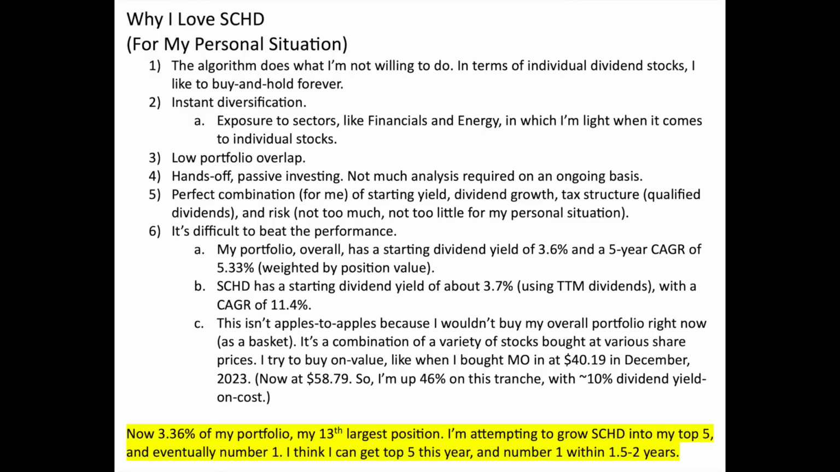I'm light on it in my individual stocks. My corner patrons have seen all of my individual stocks, percentage allocation to each of them. There's low portfolio overlap. It's still around 30%, maybe less if I kind of look at the numbers different ways. This is hands-off passive investing. There's not much analysis required on an ongoing basis.